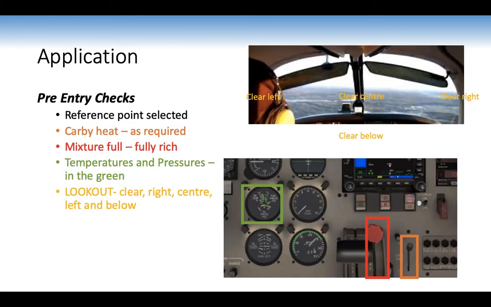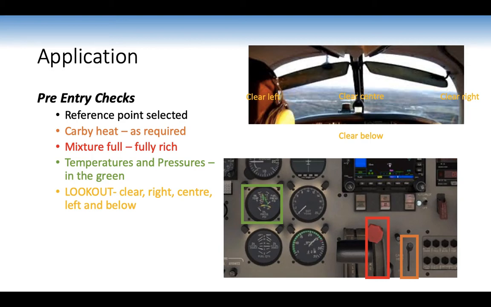So in terms of the application, I'll start off by doing the pre-entry checks with any of the maneuvers. So choose a good prominent reference point, because we've got that threat of poor reference point. If you lose your reference point, the undesired aircraft state will be disorientation. So make sure you choose a good prominent reference point, and I'll show you as well in flight. Carb heat as required, so we need carb heat below 2000 RPM. Mixture fully rich, T's, P's and green. And then you're doing a good thorough lookout, so clear right, clear centre, clear left. And make sure to clear below as well.